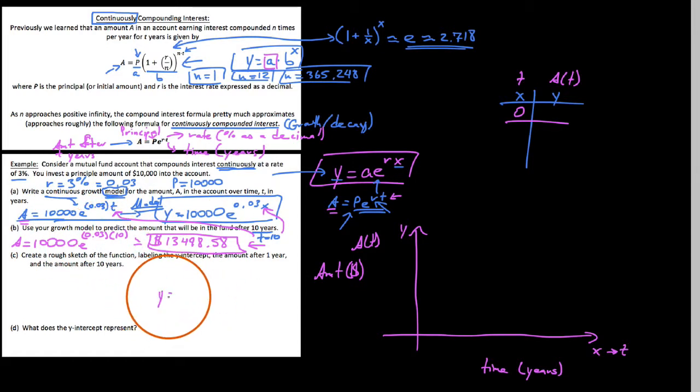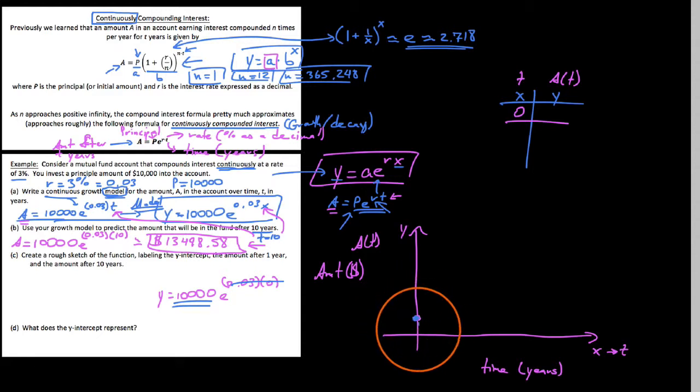So we would get y equals 10,000 e to the 0.03 times 0. Now anything times 0 is 0, so this is going to become a 0. E to the 0 is 1, and 1 times this here is our 10,000. So essentially, when we start off here, we're starting off with $10,000.